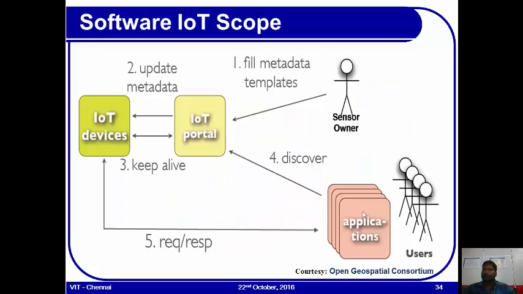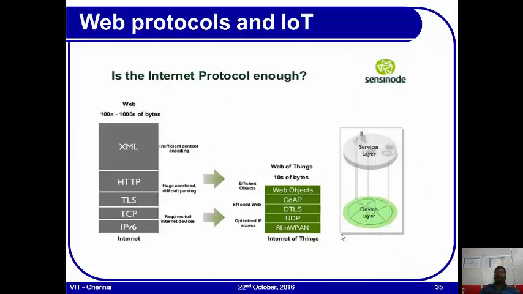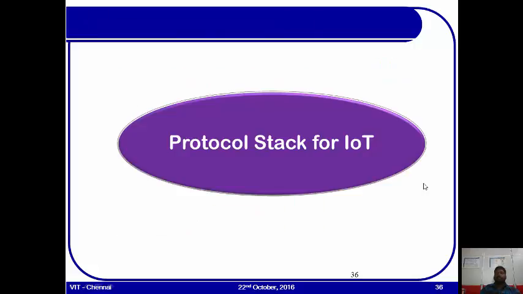Software IoT scope. We have an IoT portal, IoT devices. The first step, fill metadata templates. Second step, update metadata. Third, keep live. Fourth, discover the services by the end user. Fifth, recursive response dispatching. Web protocols and IoT: we have the OSI layer stack, whereas the IoT stack would be 6LoWPAN, UDP, DTLS, CoAP, web objects.